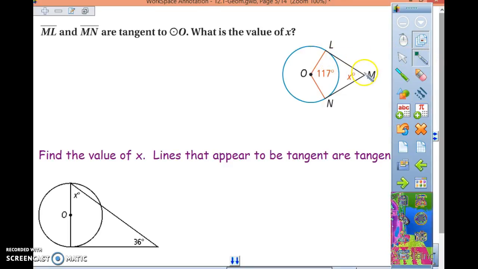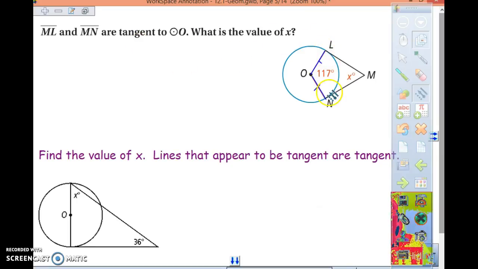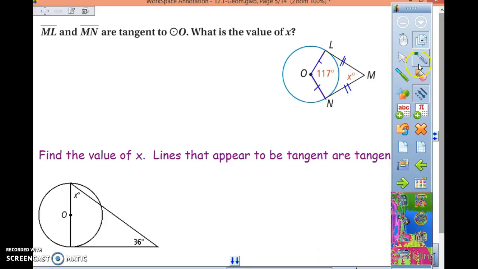Well, looking at our shapes, I can see a four-sided figure inside of there. So these two sides would be the same. And then it says they are tangent. So this is a 90-degree angle and 90-degree angle. So then these two sides are the same. We end up forming a kite.